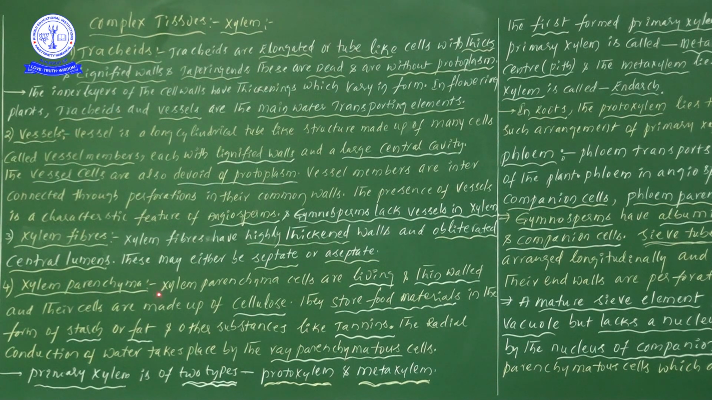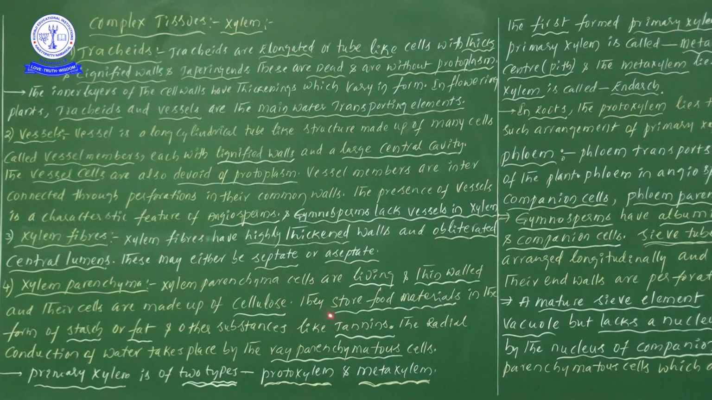Next one, xylem parenchyma. Xylem parenchyma cells are living. This is the interesting point, because till now the 3 members we have discussed under xylem are all dead. In xylem, the one and only living member is xylem parenchyma. So xylem parenchyma cells are living, thin walled, and their cell walls are made up of cellulose.